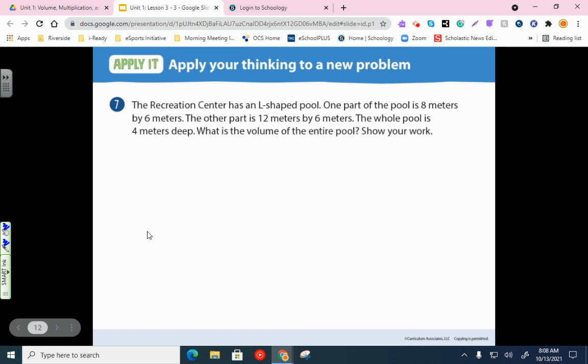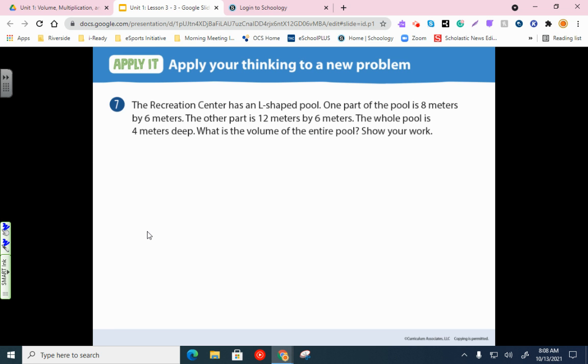You can skip 6, just cross that out. And let's do a couple questions on the back. The Recreation Center has an L-shaped pool. One part of the pool is 8 meters by 6 meters. The other part's 12 meters by 6 meters. The whole pool is 4 meters deep. So just picture like a regular pool you've been swimming in, and if it's in the shape of an L. So one side is this and the other side is this.